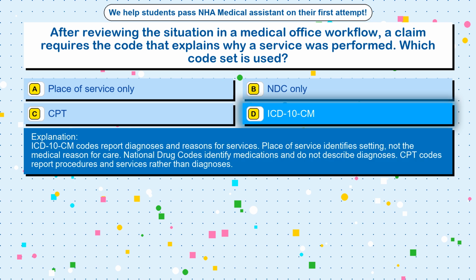ICD-10-CM. ICD-10-CM codes report diagnoses and reasons for services. Place of service identifies setting, not the medical reason for care. National drug codes identify medications and do not describe diagnoses. CPT codes report procedures and services rather than diagnoses.